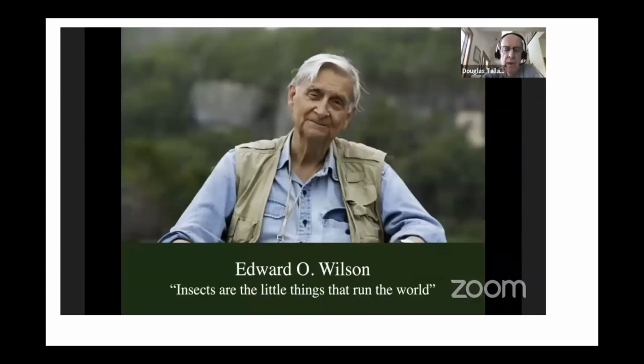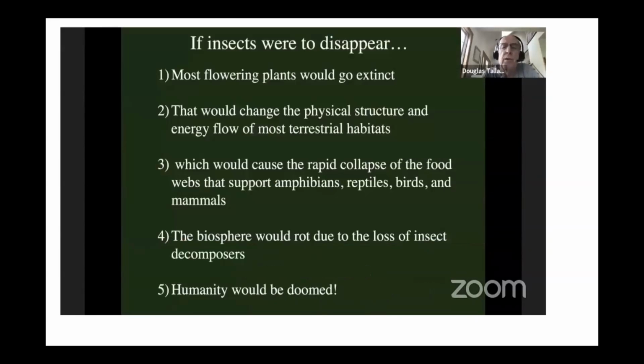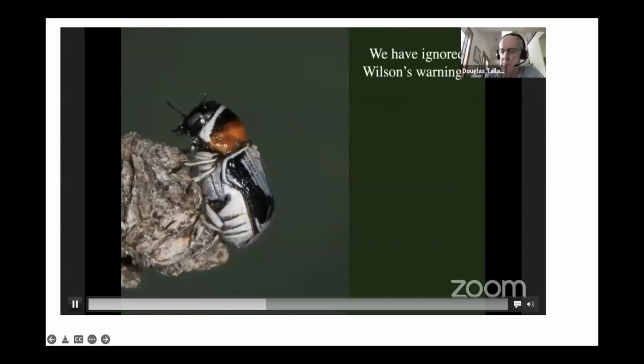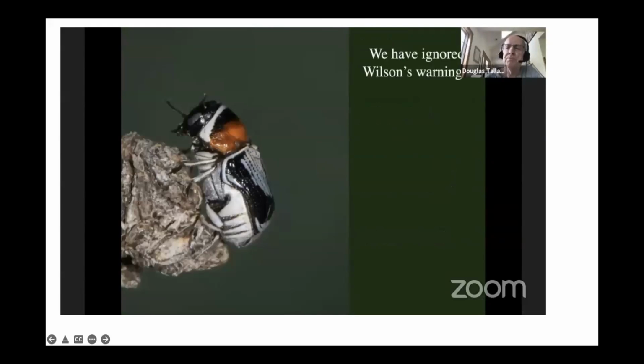And the renowned E.O. Wilson told us way back in 1987 that insects are the little things that run the world. And if we were to lose them, we would lose our flowering plants, 90% of them anyway, which would drastically change energy flow through terrestrial habitats. And that would collapse the food webs that support our animals, our amphibians, our reptiles, our birds, and our mammals. The biosphere would rot as opposed to having insect decomposers rapidly turn over nutrients. You'd only have fungus and bacteria left. And humans, of course, would not survive any of those changes. So insects aren't optional. They're absolutely essential.